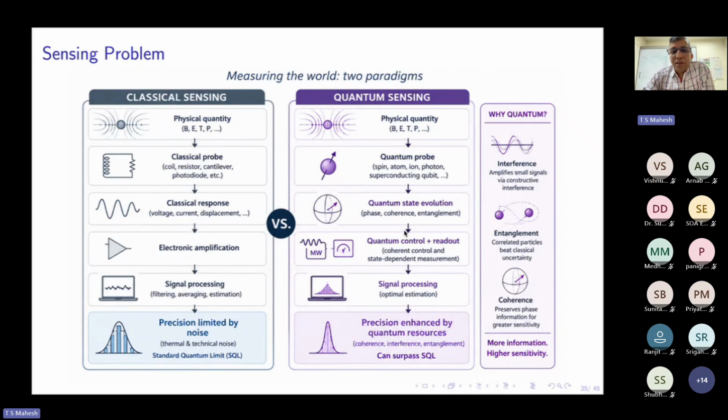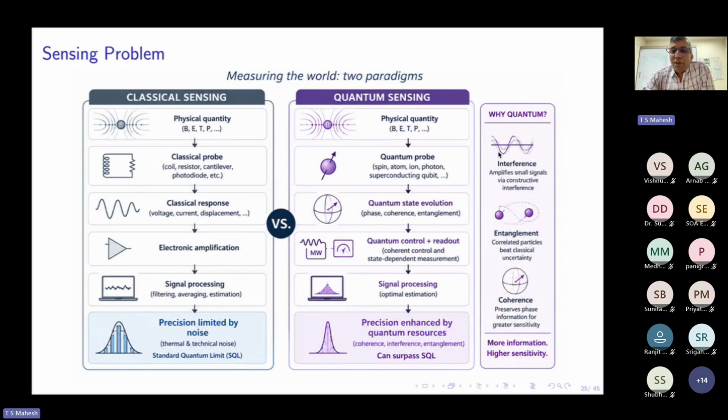under quantum evolution under these fields. So now you can apply suitable quantum control and read the suitable signals, basically measure suitable observables. And then again, there is some signal processing and you get better precision.